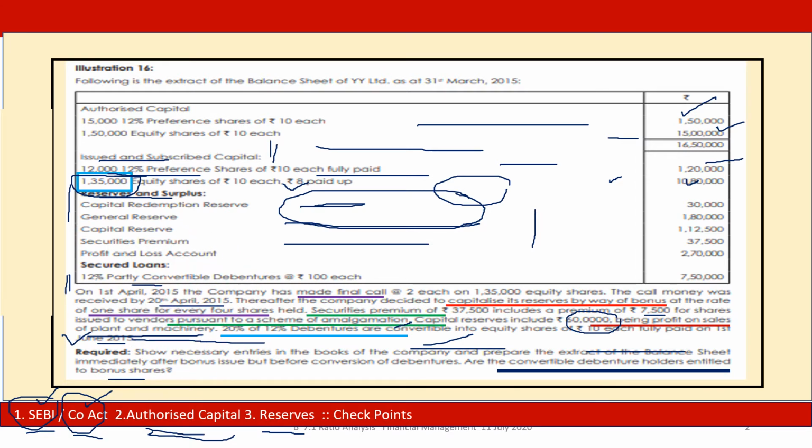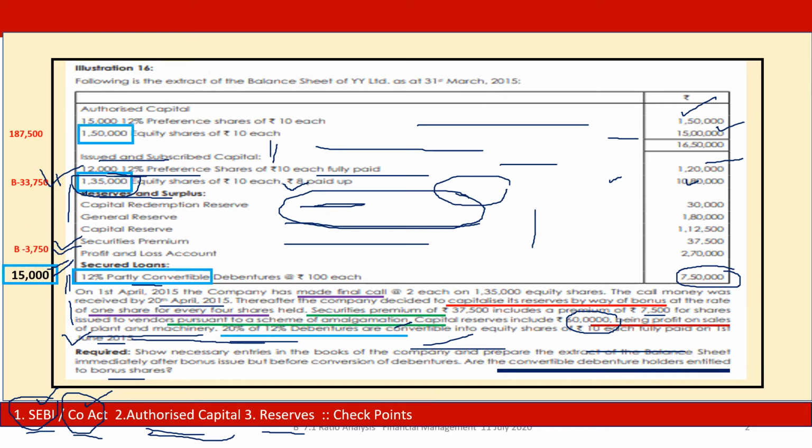We have 1,35,000 shares. We are issuing 1 for every 4. 135 divided by 4 is 33,750. Okay, then we have got convertible portion and it says 20% of convertible portion. What is the value? 7,50,000. 20% of it is 1,50,000. 1,50,000 divided by 10 shares means 15,000 shares are converting to equity. It is a direct equity, means 33,750 equity. And as per the rules of SEBI, if there is going to be conversion of debt into equity, on that equity we should reserve the bonus in the same way we give it to equity. Means 15,000 divided by 4 is 3,750.